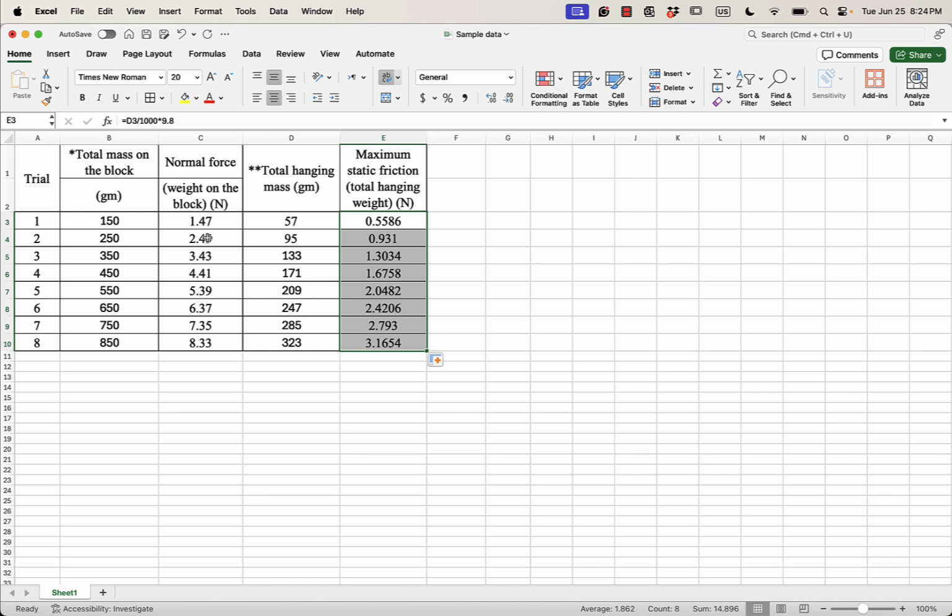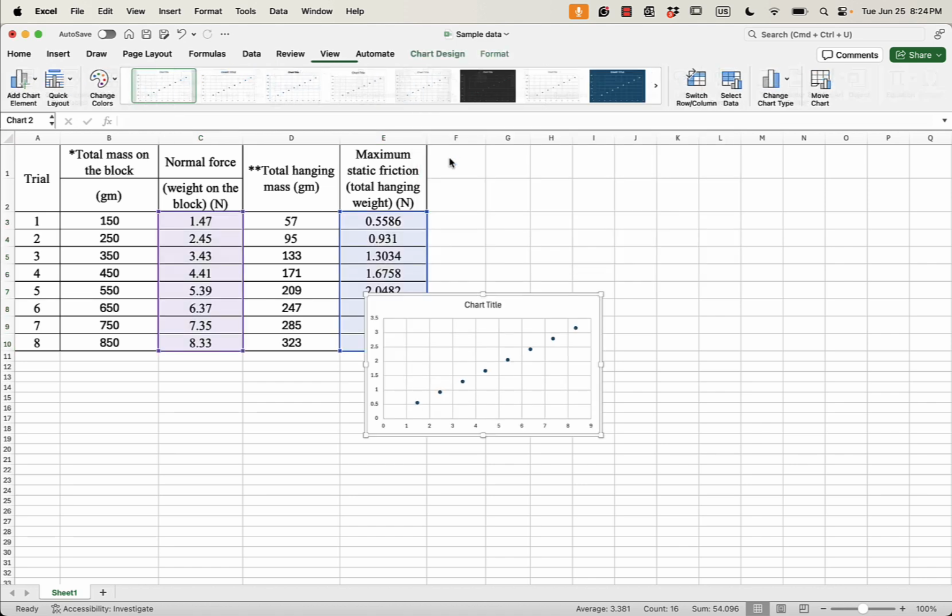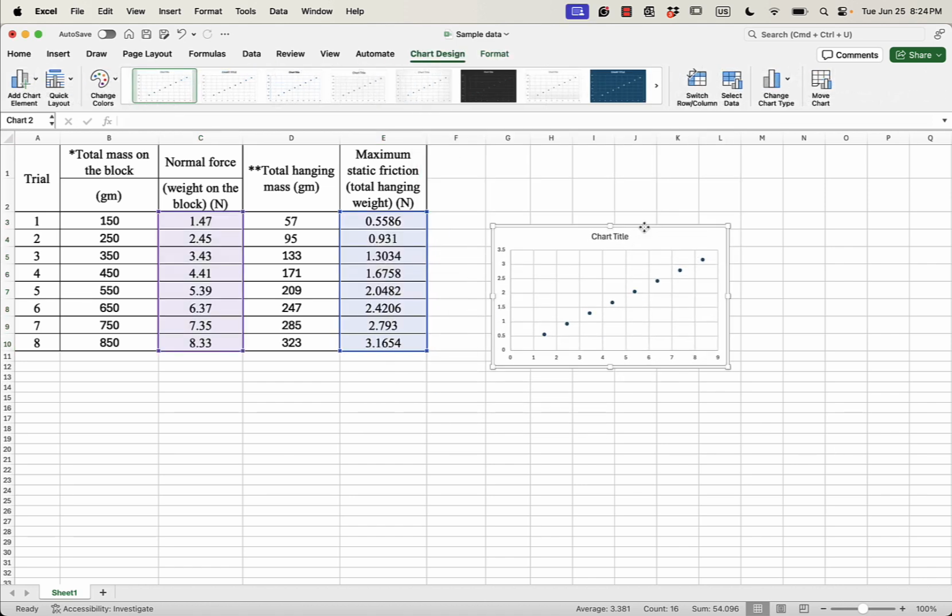So in this lab you will be plotting the graph of the maximum static friction versus the normal force. You can plot the scatter plot, and just like before you will put y-axis and x-axis labels. Here the y-axis is maximum static friction and the x-axis is normal force. Please do not forget that, and write the chart title, which is maximum static friction versus normal force.